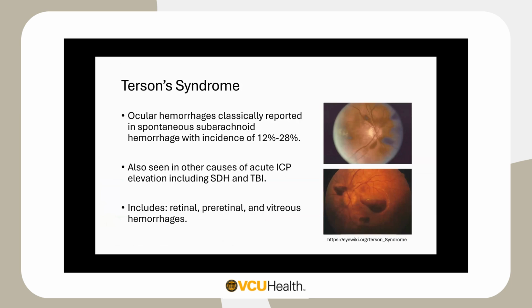Another ocular finding that is associated with elevated ICP is Terson syndrome. Terson syndrome is ocular hemorrhages that are classically reported in subarachnoid hemorrhages, with an incidence between 12 to 28%, but it's also seen in other causes of acute elevated ICP, subdurals, traumatic brain injury. It can include retinal, pre-retinal, or vitreous hemorrhages, and those are some examples of what it looks like on fundoscopy.